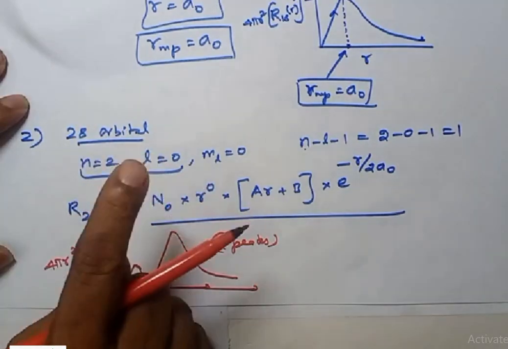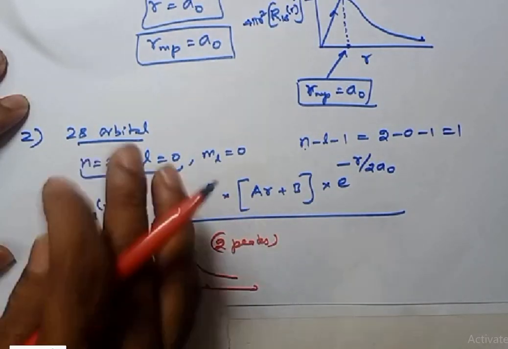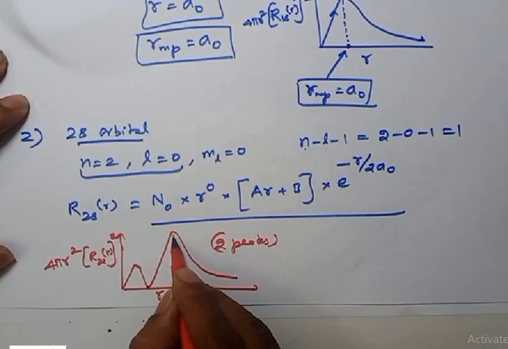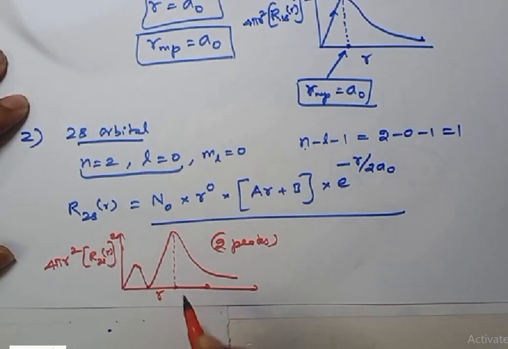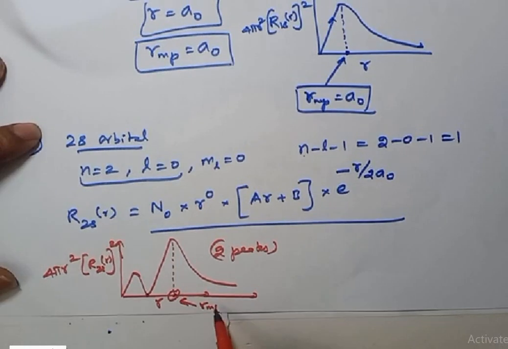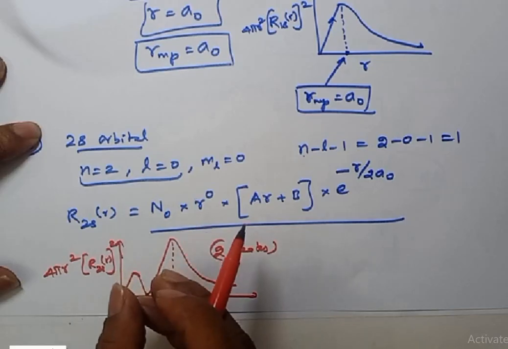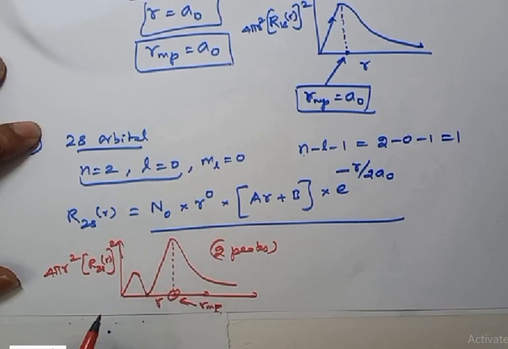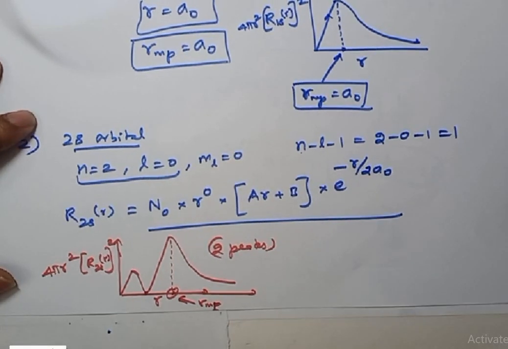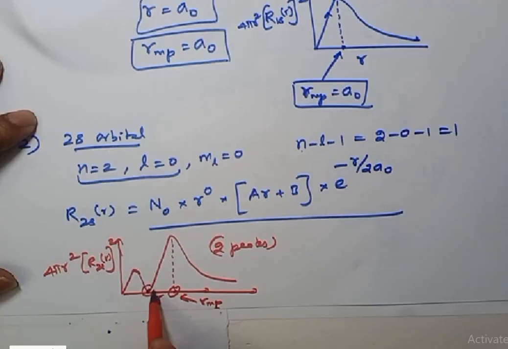For 1s orbital 1 peak, 2s orbital 2 peaks, 3s orbital we get 3 peaks. Like that it goes in the radial part. Now the probability is maximum here. Okay, and this is the RMP, the RMP for 2s orbital of hydrogen atom. Okay, this is not RMP. This is actually you will get a small probability near to the 1s orbital location, but the maximum probability is here.